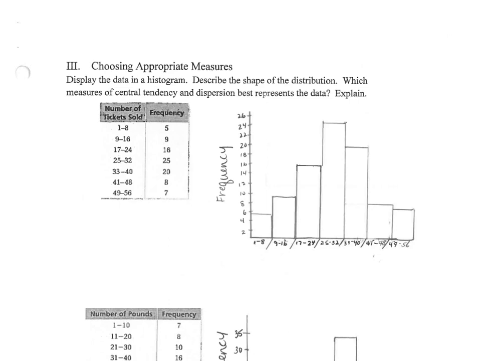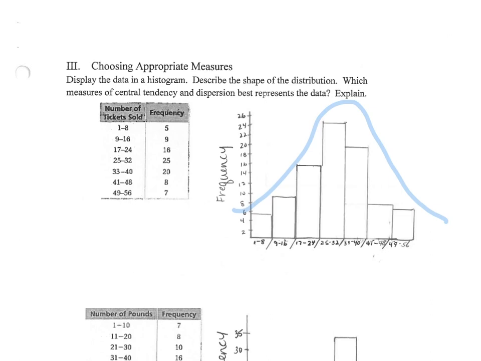So when you're looking at this, we displayed our data in the histogram. It says to describe the shape of the distribution. Whenever it says that, it wants to know, all right, how is it distributed? Is it symmetric or is it skewed? This has that beautiful kind of bell curve to it. It's not perfect, but it is pretty symmetric.